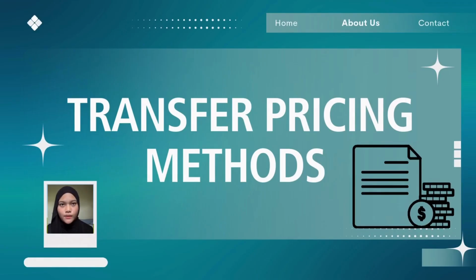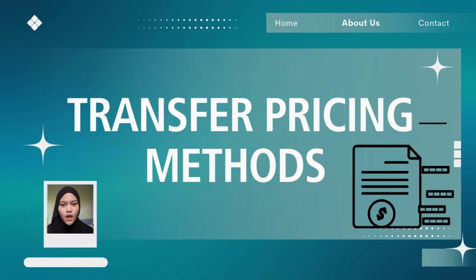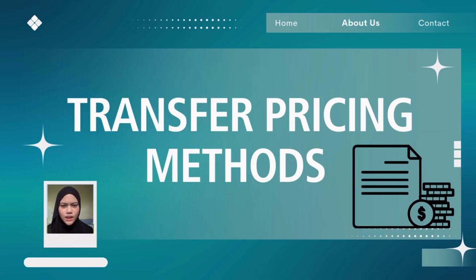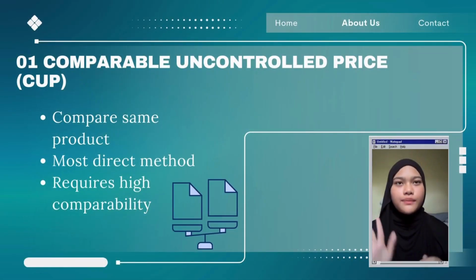In this part, I will explain about transfer pricing methods which are used to determine whether related party transactions are conducted at arm's length. A transfer pricing method is used to test whether the price charged between related parties is comparable to the price charged between independent parties. There are 5 main transfer pricing methods commonly used.